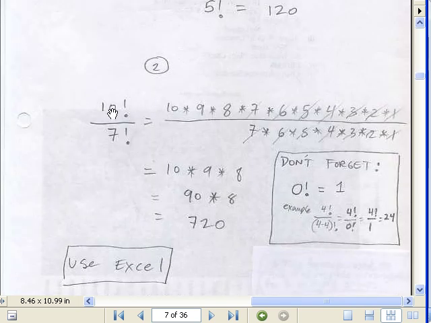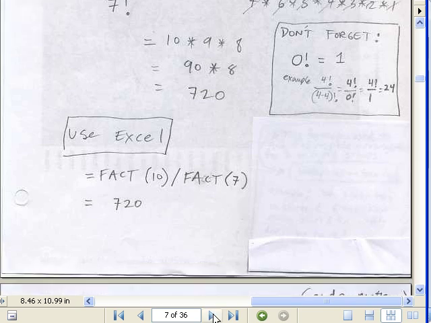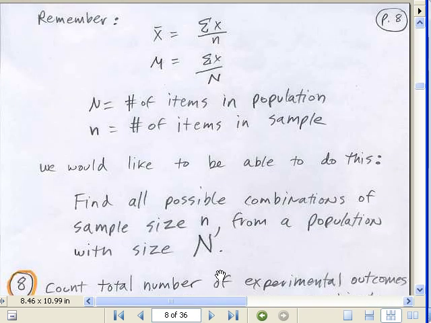If you're doing division, 10 factorial divided by 7 factorial, line them all up and cancel just like you would to reduce a fraction, and you're left with 10 times 9 times 8, 720. Don't forget, 0 factorial is 1. And there's an example. 4 factorial divided by (4 minus 4) factorial is a 0 factorial in the denominator, so you get a 1, and that's equal to 24. In Excel, there's the function called fact, and we'll look at an example of that.